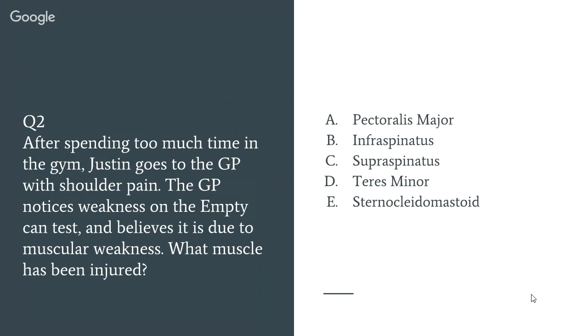So after spending too much time in the gym, Justin goes to the GP with shoulder pain. The GP notices weakness on the empty can test and believes it's due to muscular weakness. What muscle has been injured?